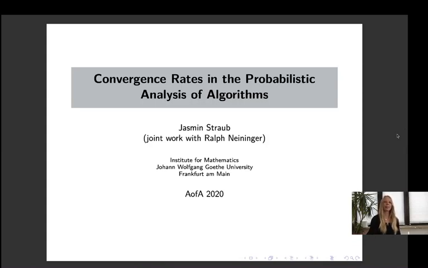So, hello everybody. Today I'm going to present a general theorem for convergence rates in the probabilistic analysis of algorithms. And this is joint work with Ralf Neininger.